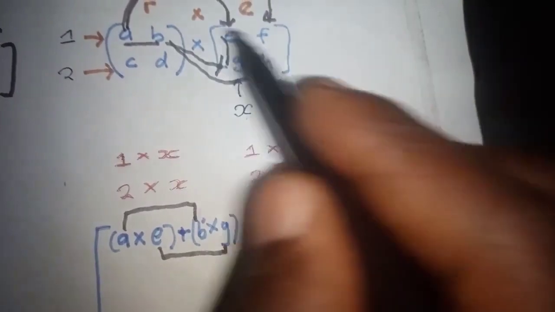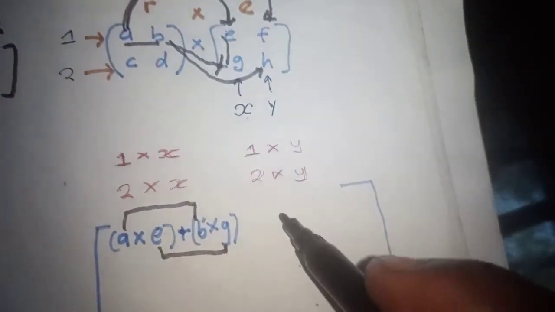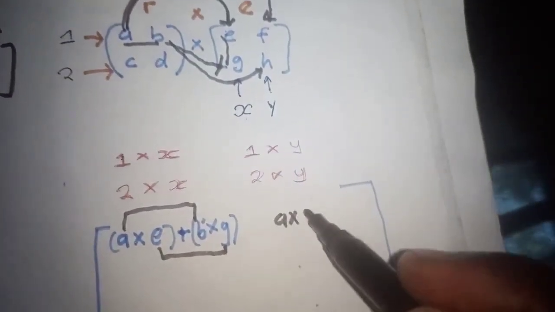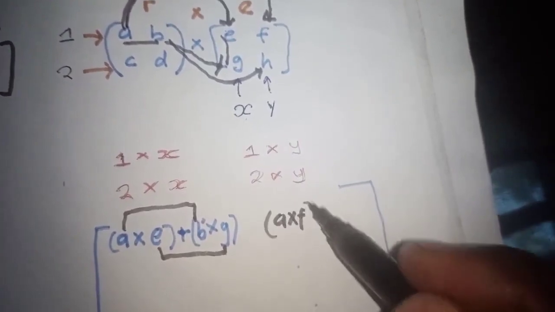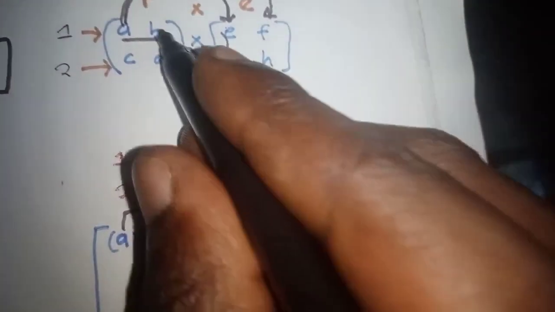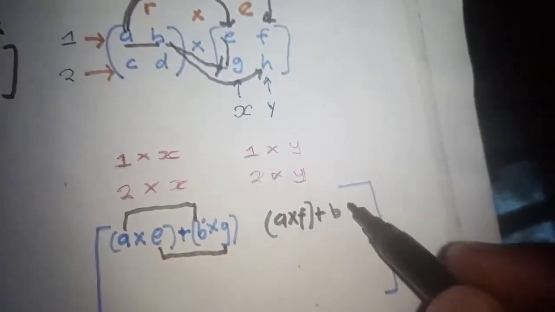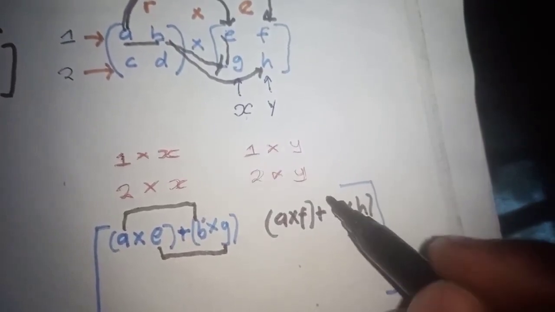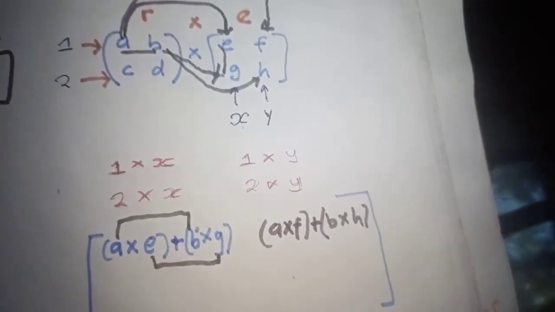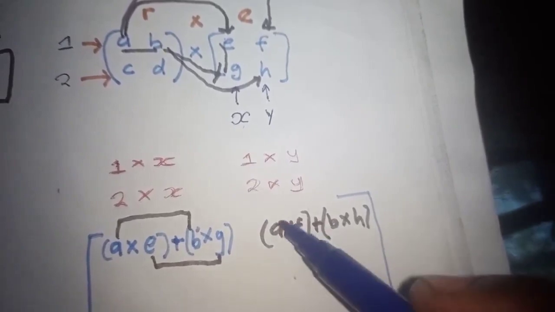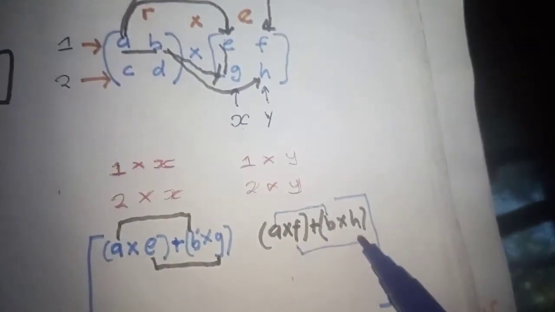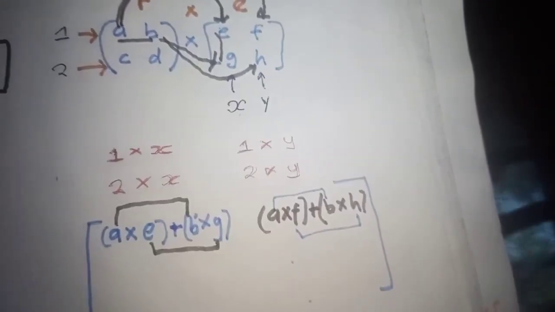Here in column Y, A multiplies with the number on top. So we're going to say A times F plus B multiplies the number down, so B times H. So we check if our multiplication is correct. This should take us back to AB and this should take us back to FH. That's how you tell whether you've done the correct thing.